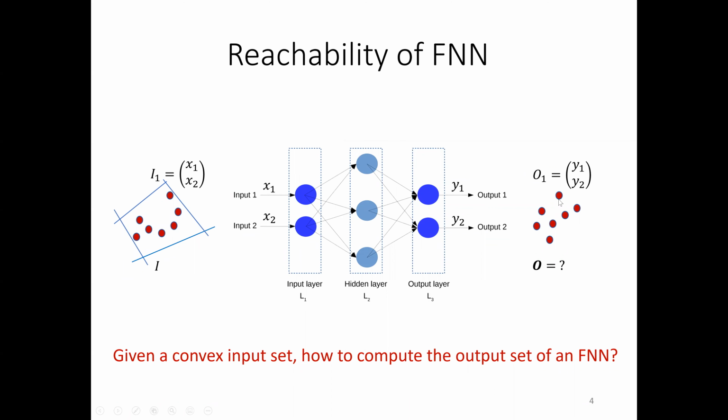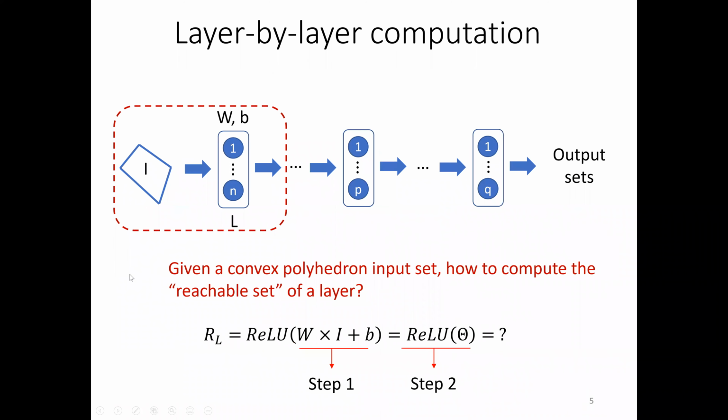So this is what we talked about regarding reachability. I think most of the people know what's going on already. We have a network, and then we have a set. We want to compute the output set of the network. Okay, so that's the reachability problem. To do that, we have layer by layer computation, which I call a breadth-first-search computation. So the computation is reduced to the problem of computing the reachable set for a single layer.